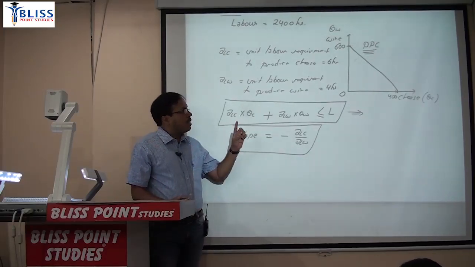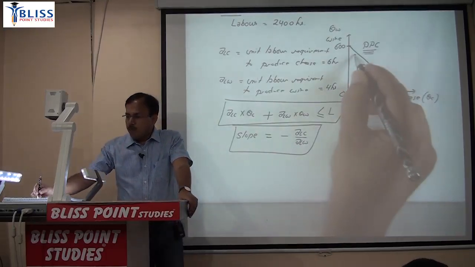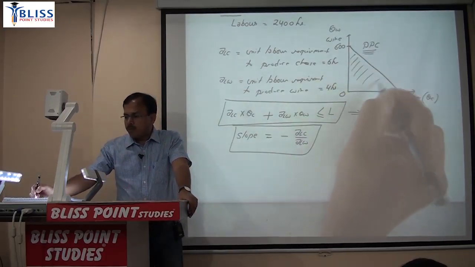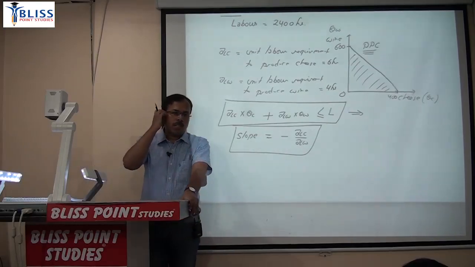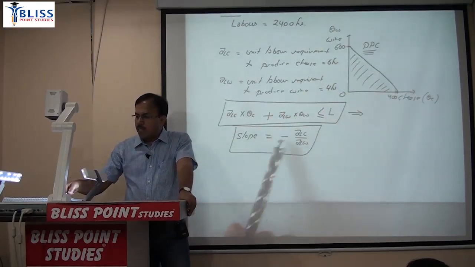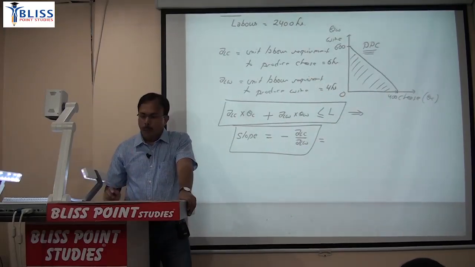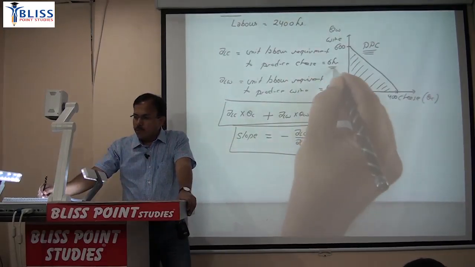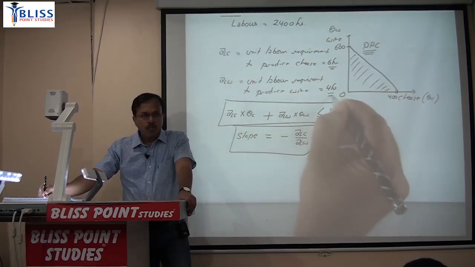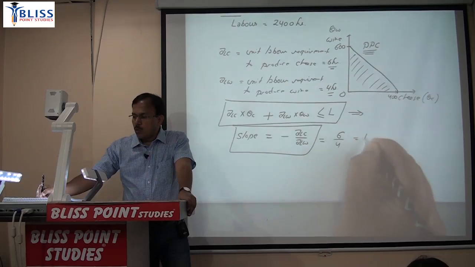तो जस्ट इंफॉर्मेशन आपको ये रखना है कि प्रोडक्शन पॉसिबिलिटी कर्व, these are the possibilities of production, and what is the slope of that line? It is minus ALC by ALW. In this example, how much is it? ALC was 6, ALW was 4, so it was 6 by 4, 1.5.